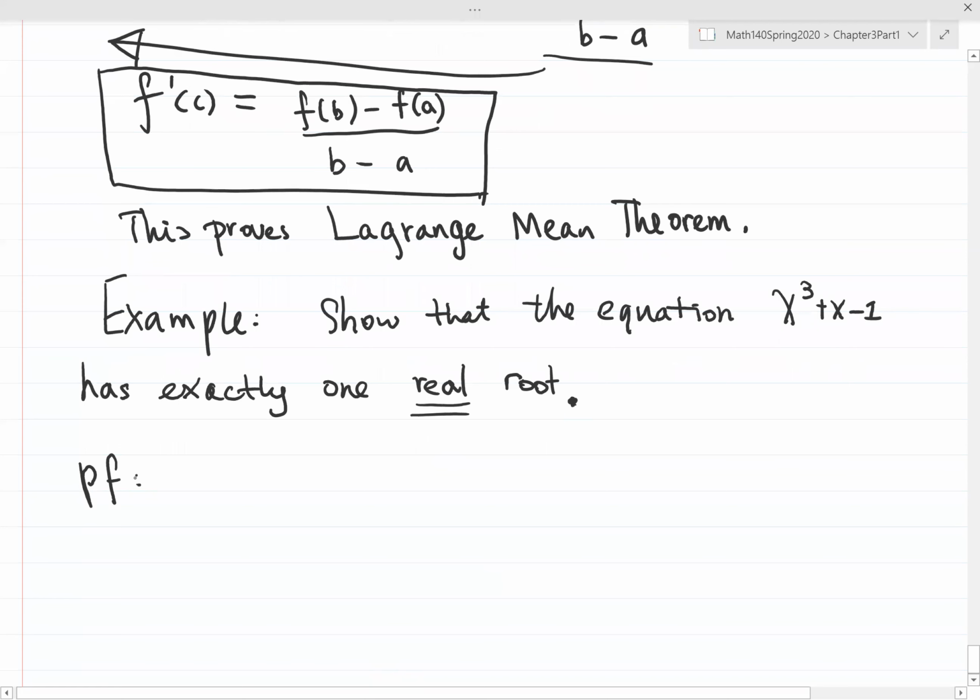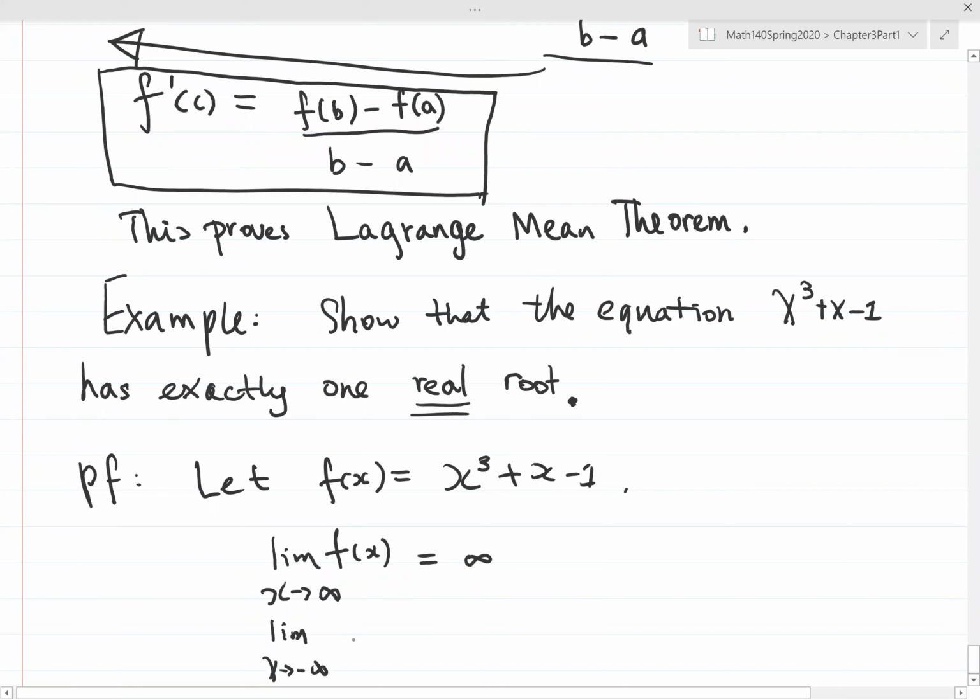First of all, we know it has one root. Why? This is true for any odd degree polynomial, because if x approaches positive infinity, the function value is positive infinity. So let f(x) be x cubed plus x minus 1. Then the limit of f(x) as x approaches infinity is infinity. As x approaches negative infinity, we get negative infinity, because the highest degree is odd power, and an odd power of a negative number is negative.